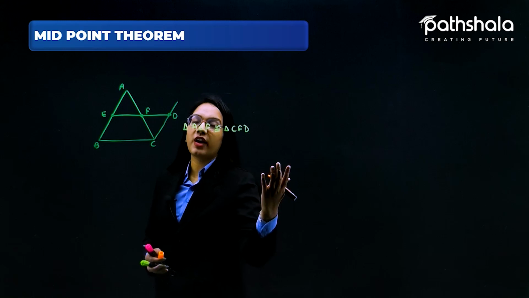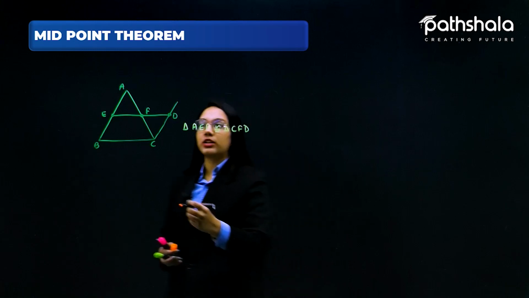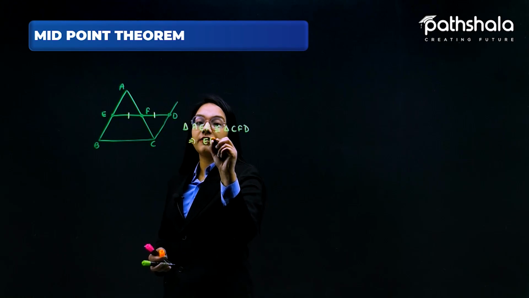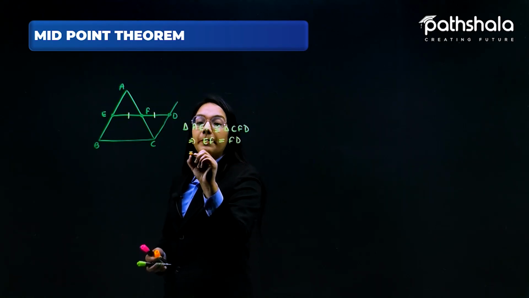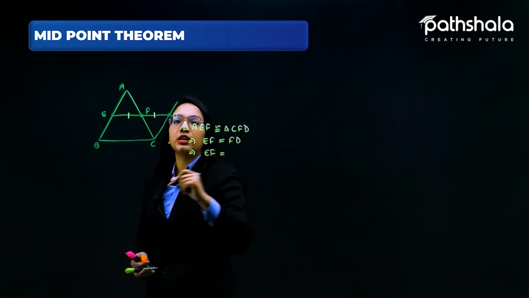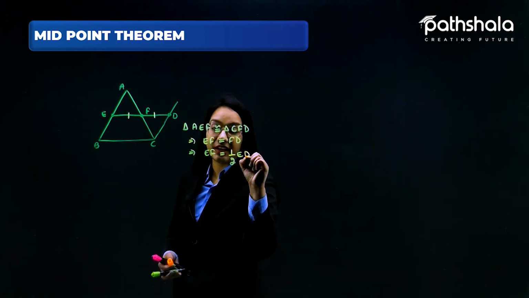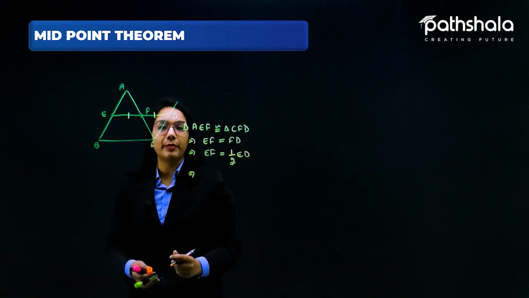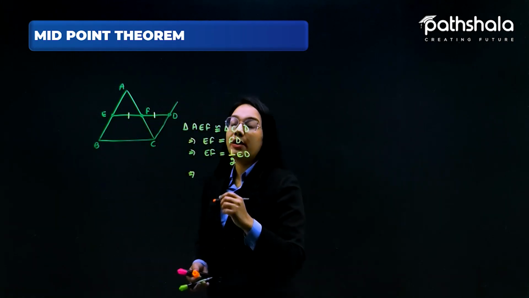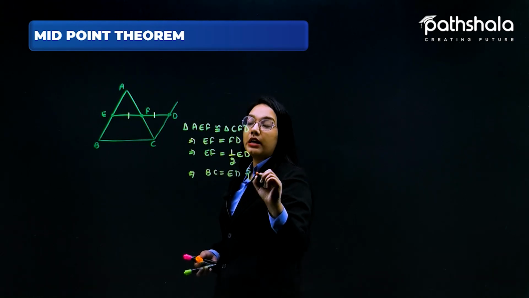So in both of the theorems we have proved that the two triangles are congruent to each other, and if they are congruent, then we definitely know that EF is equal to FD. It implies that EF is half of ED. And in the converse of the midpoint theorem, we have proved that EBCD is a parallelogram, which implies that BC is equal to ED.